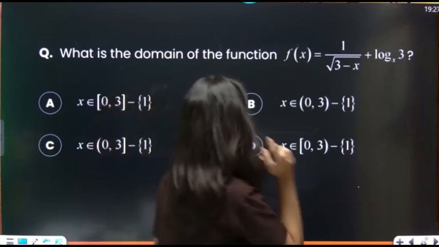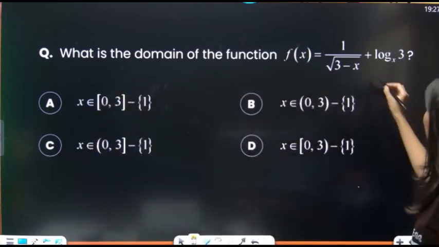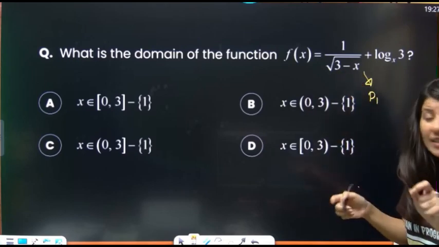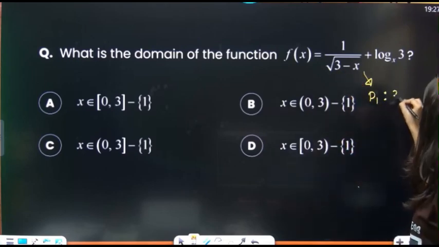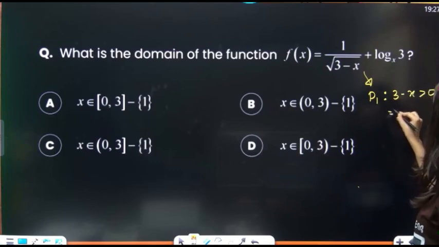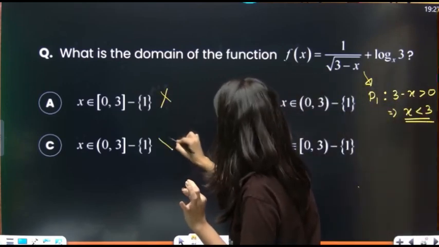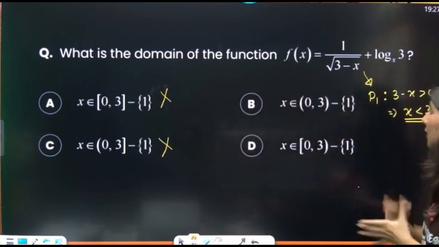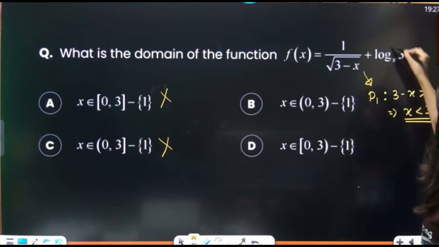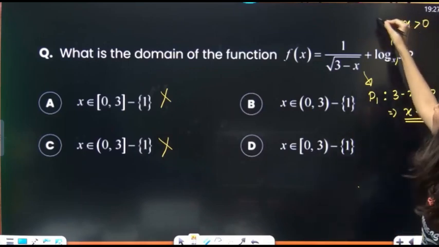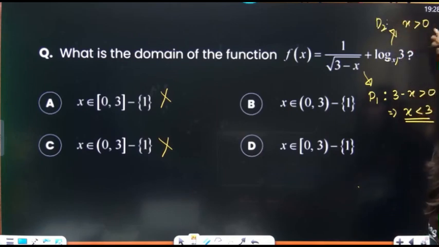Okay, let's see again. So I think D1 is 3 minus x strictly greater than 0. This implies x is less than 3. So x should be strictly less than 3. 3 cannot be my answer. Now what about D2? So x should be strictly positive, the base is strictly positive. So now x greater than 0, x less than 3.